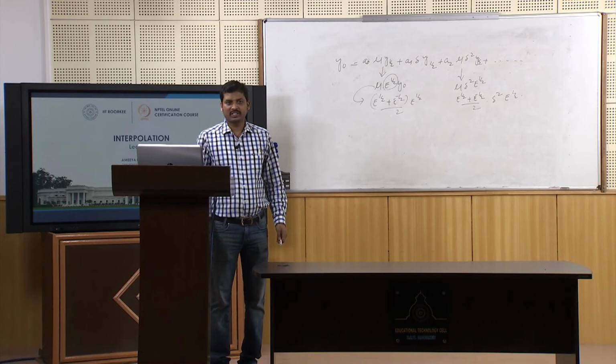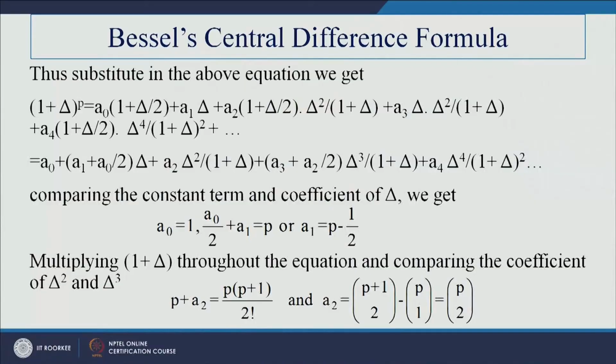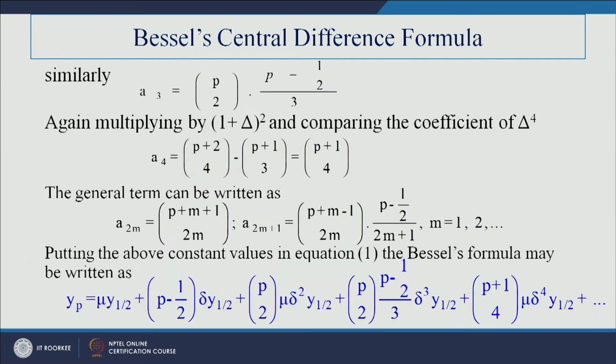And if you put all these terms in terms of capital delta here and equate both the sides, then we can obtain these coefficients: A0 as 1, and A0 by 2 plus A1 as p. Since A0 is 1 there, A1 can be computed as p minus half here. If you multiply both the sides by 1 plus capital delta throughout the equation and compare the coefficients for delta square and delta cube, we can obtain p plus A2 as p into p plus 1 by 2 factorial, and A2 as the permutation of p plus 1, 2 minus p1, which equals the permutation of p2. Similarly, we can obtain the coefficients for A3 and A4.